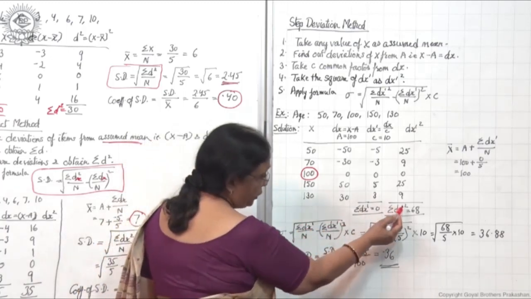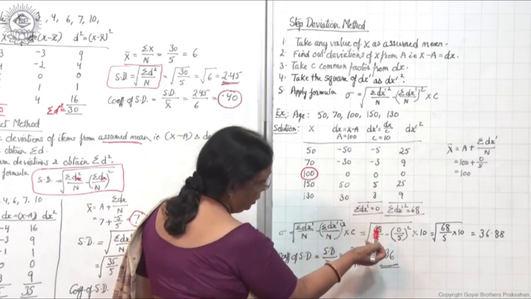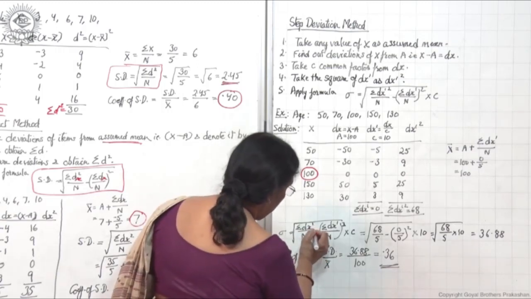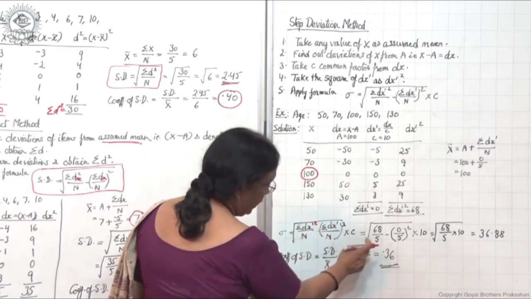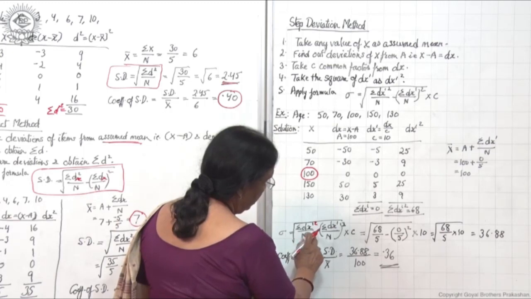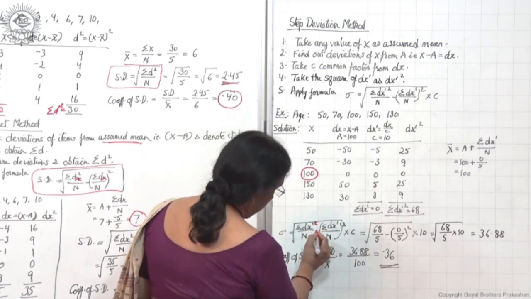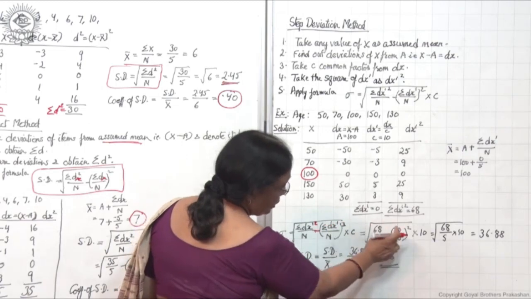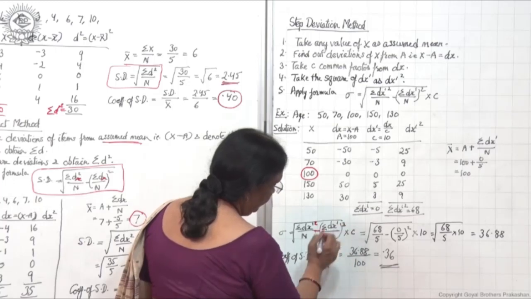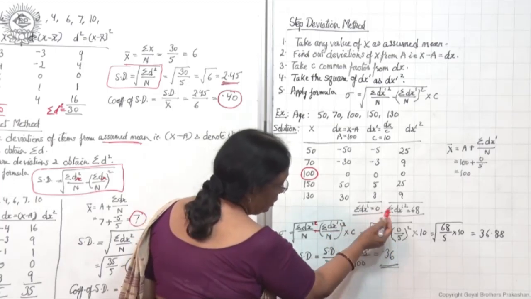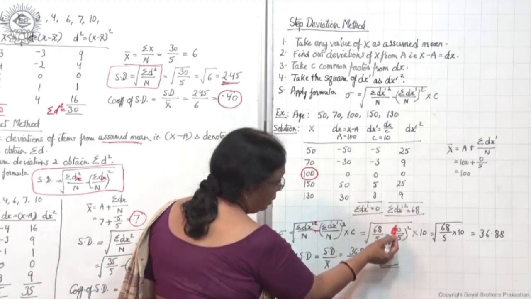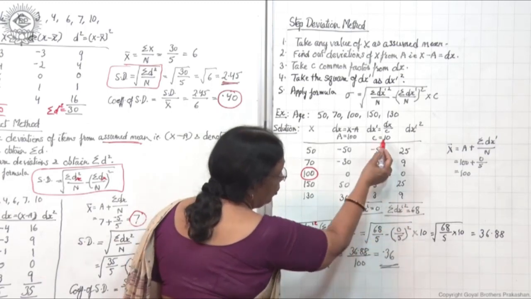Now sigma dx dash square upon n is 68 upon 5, where n is the number of items. Then minus sigma dx dash upon n, sigma dx dash is 0, so 0 upon n, that is 5, whole square, into c. So 68, this value, n is 5, and n is 5 here, and c is the common factor, 10.